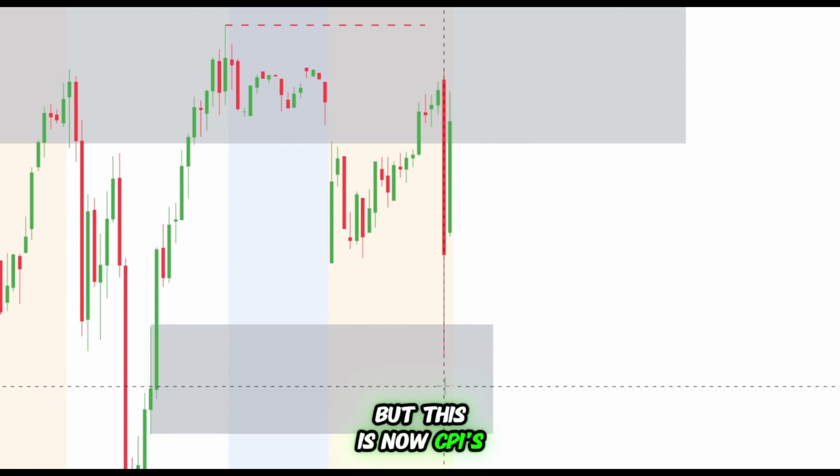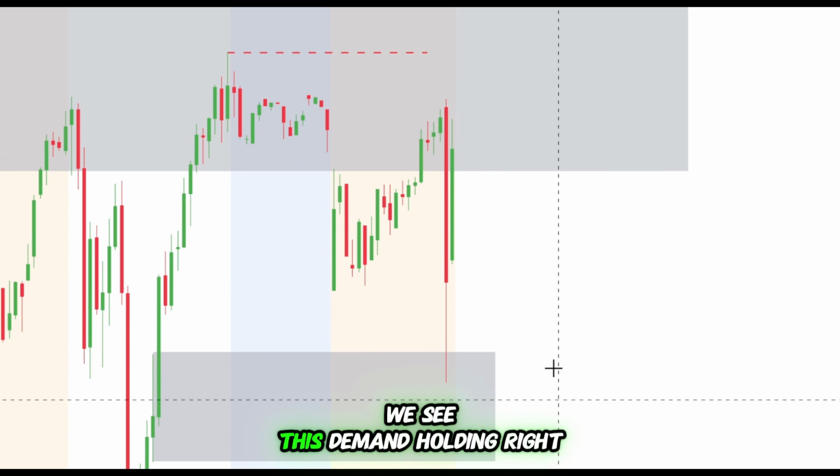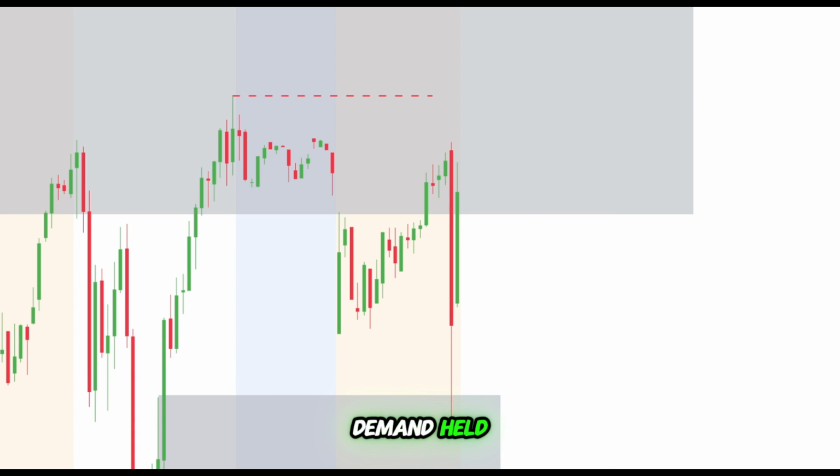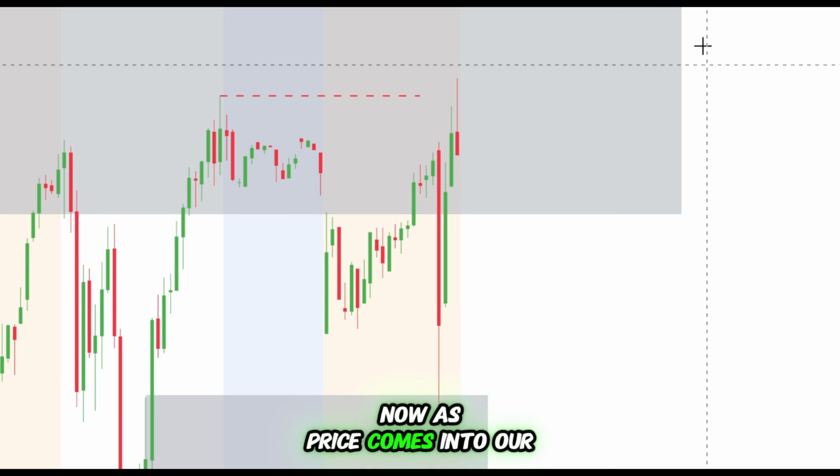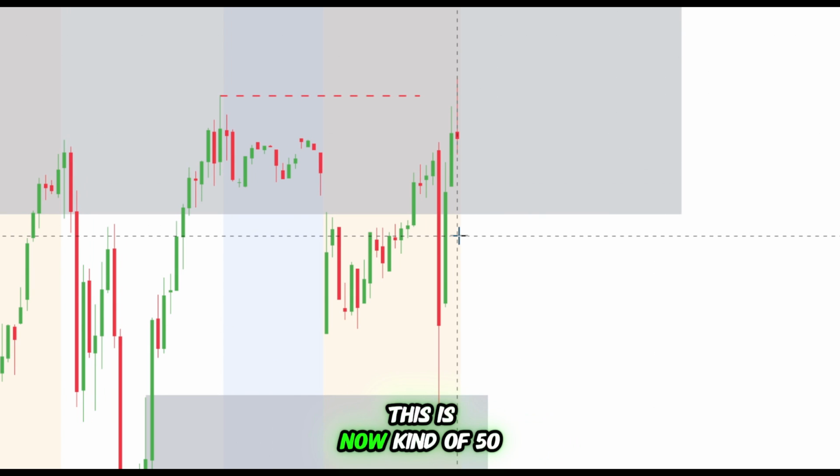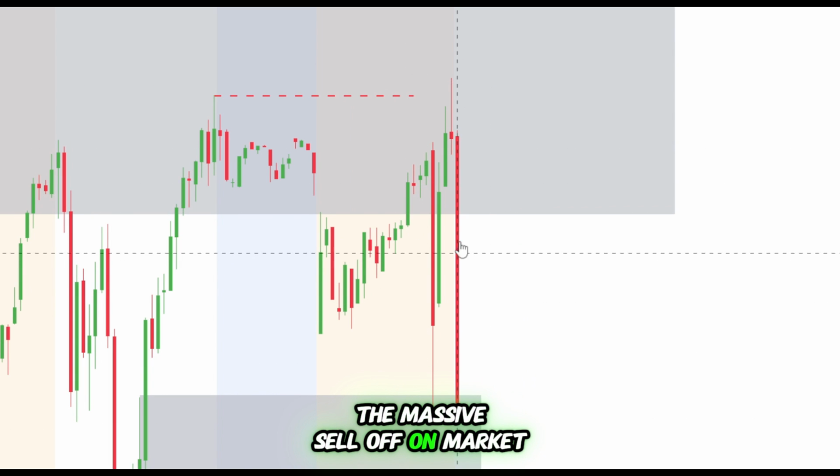But this is now CPI. So this is before the session, right? This is an hour before the session. We see this demand holding, right? Demand held. Now, as price comes into our session, this is now about 15 minutes before. And of course, we had the massive sell-off on market open, right?